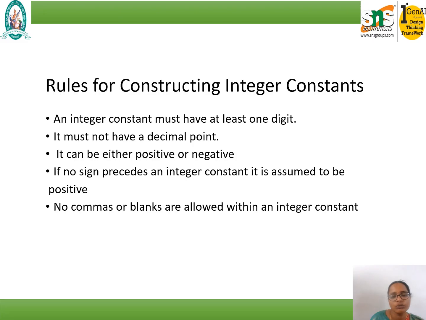We have rules for constructing an integer constant. It should have at least one digit from 0 to 9, and it must not contain a decimal point. It may be either a negative or a positive number. It is assumed positive if you don't specify any symbol like plus or minus. If you specify the minus symbol, it is taken as a negative number. Commas and blank spaces within the integer value are not allowed.